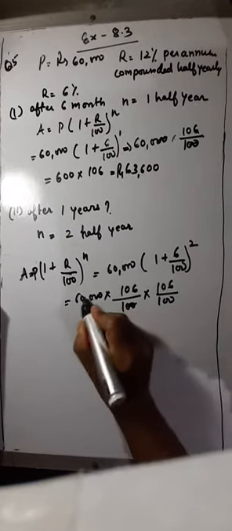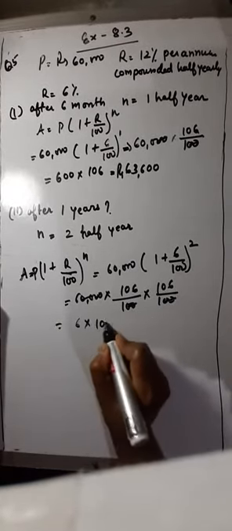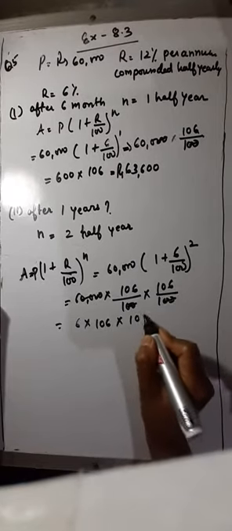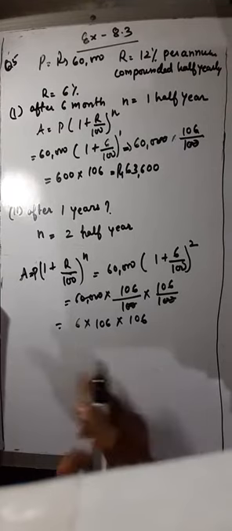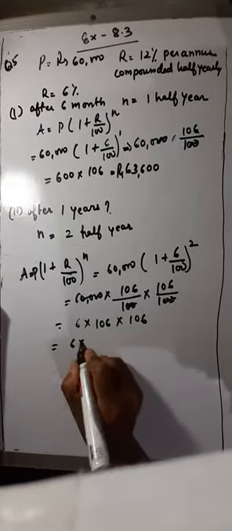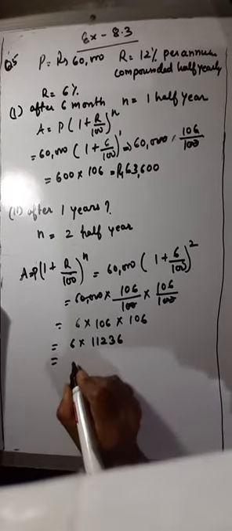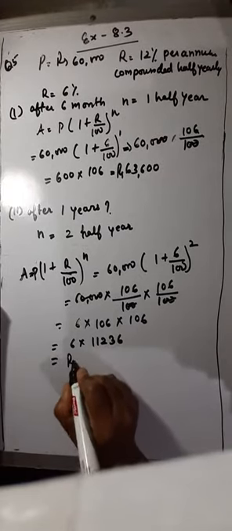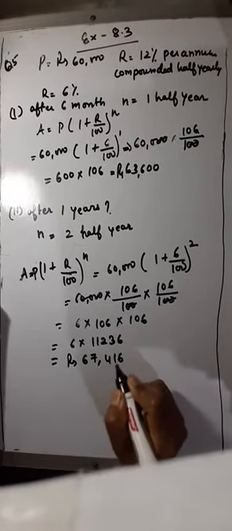We cancel these zeros, we get 6 into 106 into 106. After multiplying 106 we get 6 into 11236 and the answer is 67,416.